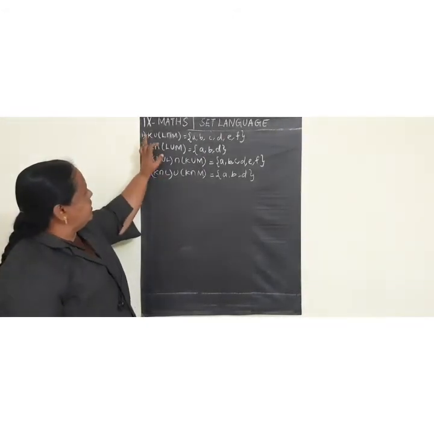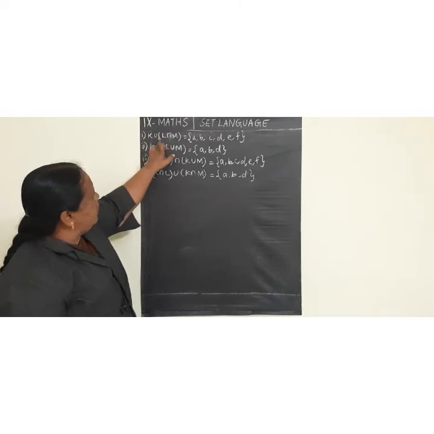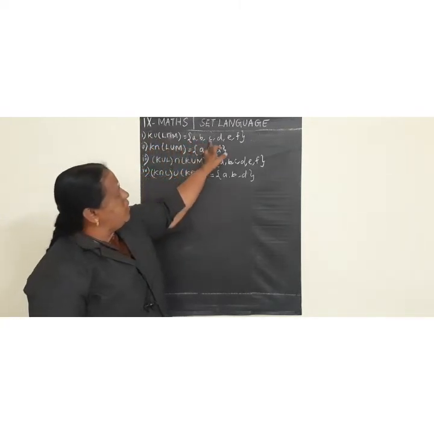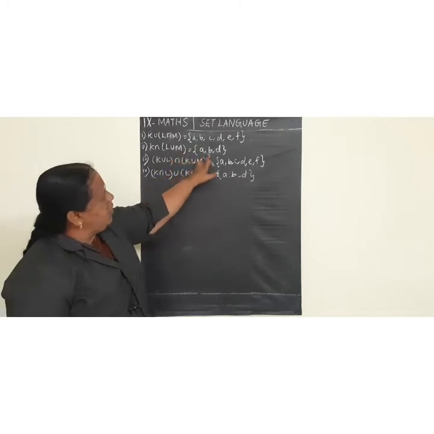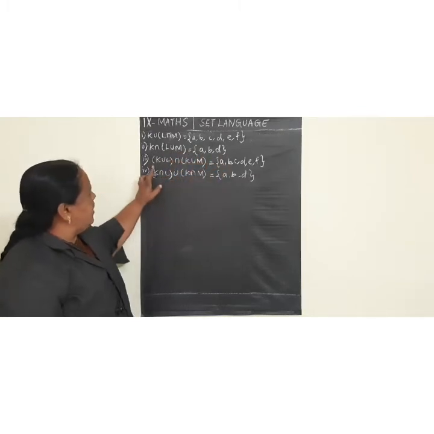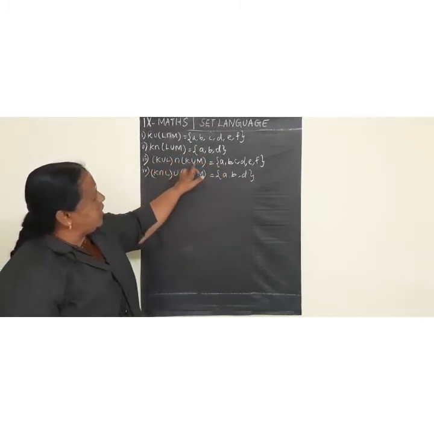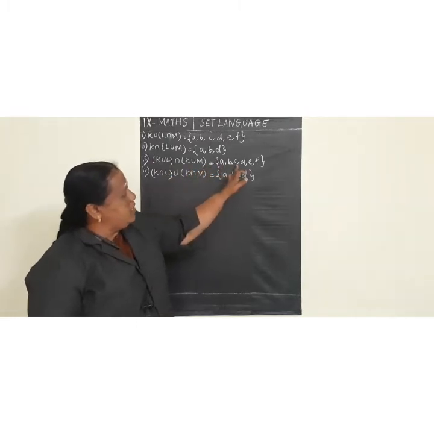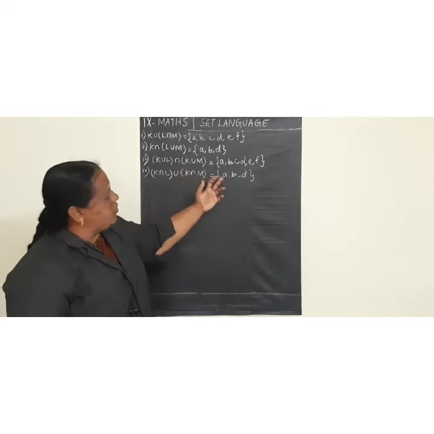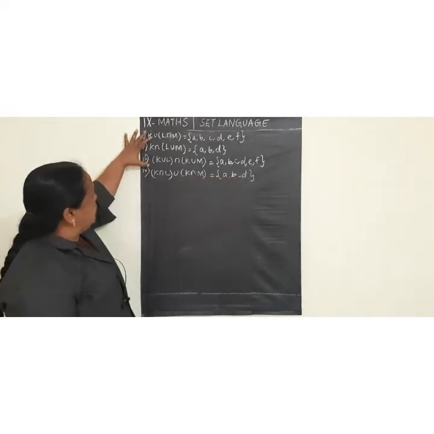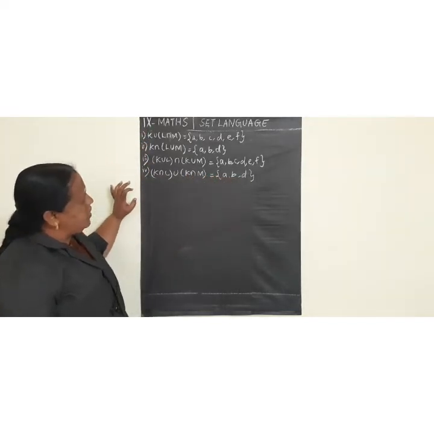Next, first we found that K union L intersection M is equal to A, B, C, D, E, F. K intersection L union M is equal to B, D, A. Next, K union L intersection K union M is equal to A, B, C, D, E, F. K intersection L union K intersection M is equal to A, B, D. Now by using these four we have to verify the distributive laws.